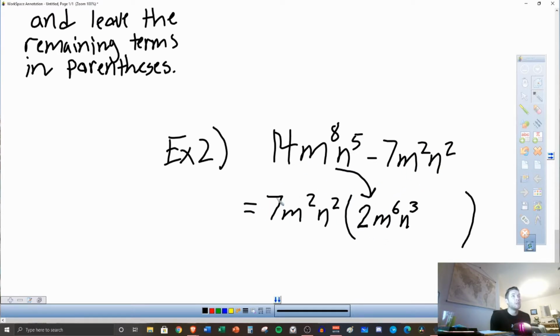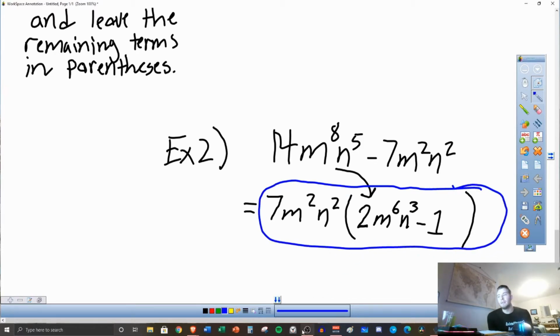Now we want to get this one. 7 divided by 7, what is that? That's a 1, right? Let me put my subtraction symbol. M squared divided into m squared, when you do that, anything divided by itself is 1, so it's 1. N squared divided into m squared, that's 1. So all of these terms actually get divided away. This one is the GCF, so it becomes 1. And now we have our answer. This is our final answer, okay?